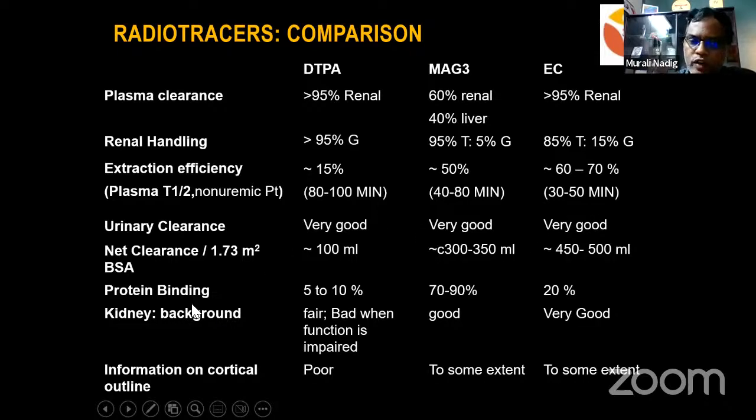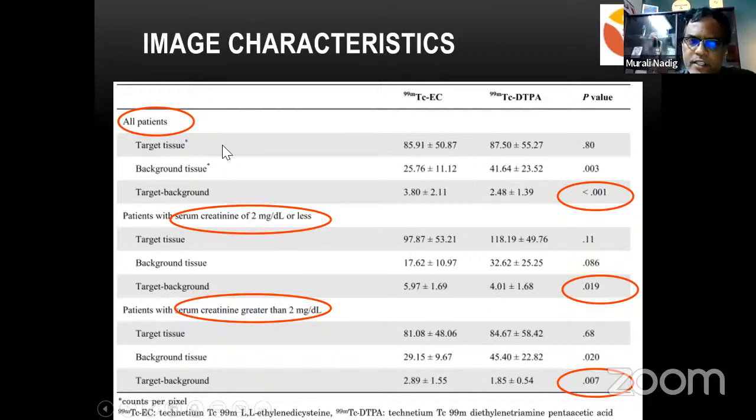This is also very important because the kidney to background ratio is very good in the case of EC because of high renal extraction and high renal handling. Whereas with MAG3, it is still better, but whenever global impaired renal function is there, hepatic excretion can happen, so the kidney to background ratio can get affected. In the case of DTPA, it is exclusively handled by the kidney, but extraction efficiency is only 15%. Whenever there is global impaired renal function, the technetium DTPA keeps circulating in the body, so the kidney to background ratio becomes very bad. So there is literature support in all patients: the target to background ratio, in the case of DTPA and EC, is much, much better with EC.